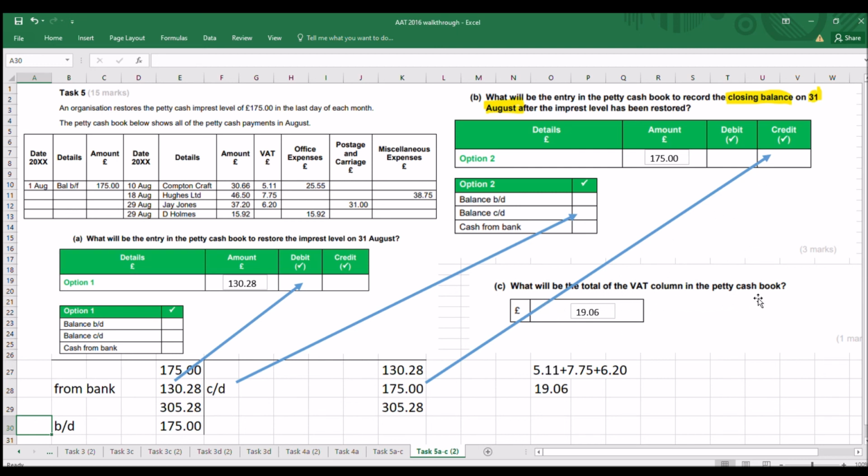What was the total of the VAT column in the petty cash book? Well, you just add up the VAT column. It was £19.06. So that's this petty cash question.